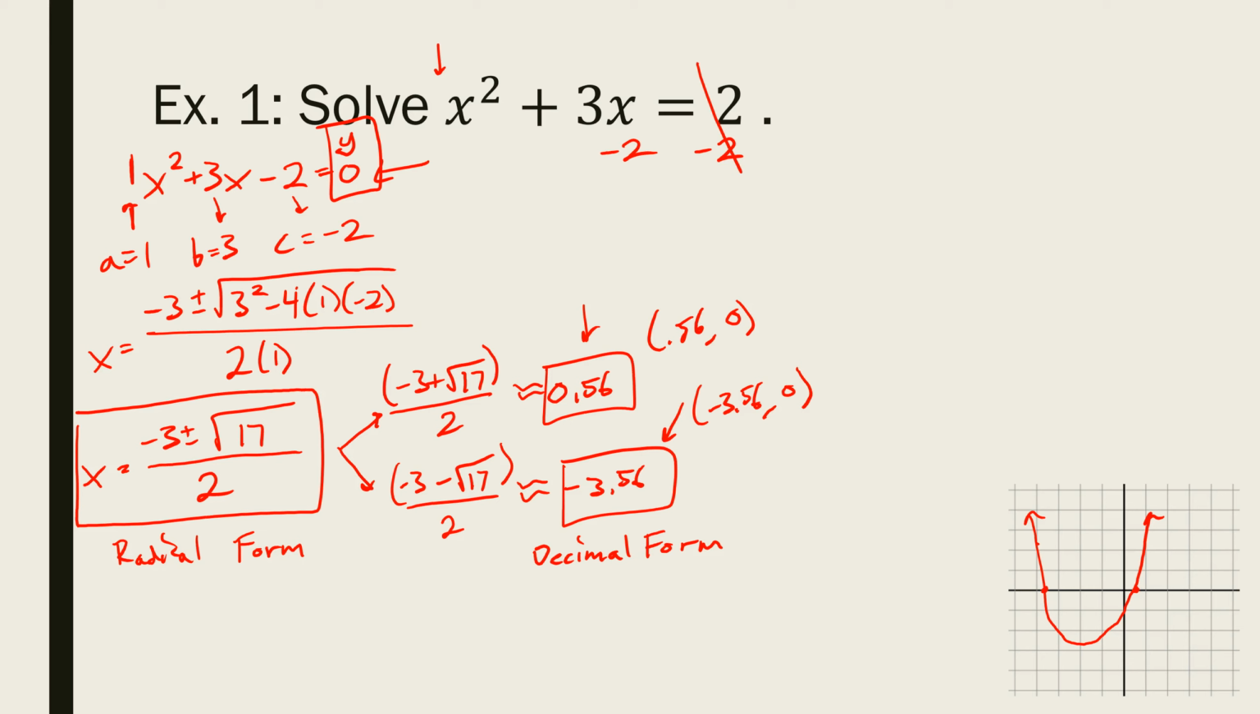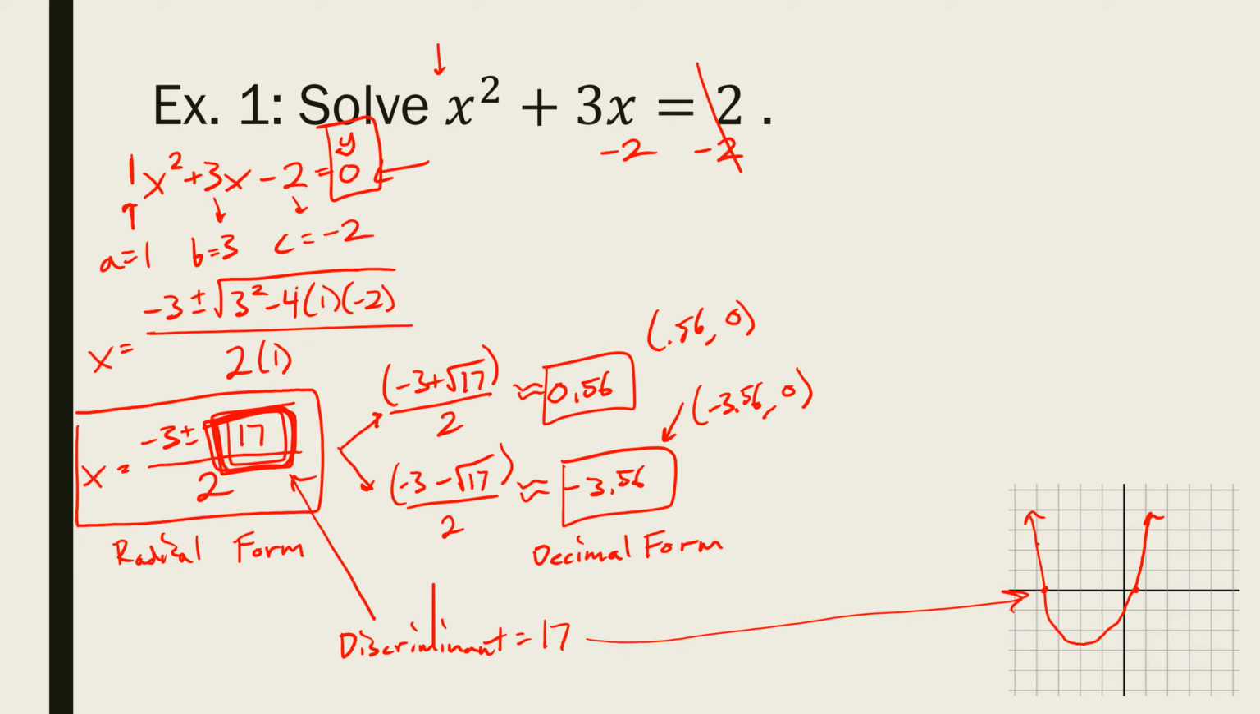Very nice. Now, let's take a look at the discriminant. Remember, we said that the discriminant was this number underneath the square root, right? So in this case, my discriminant is positive 17. And we're just going to keep that in the back of my mind for now. We have a discriminant of positive 17. That gave us two real roots for the function.